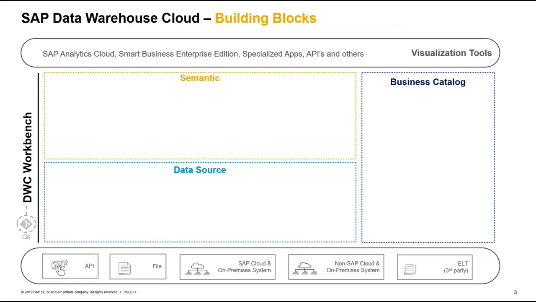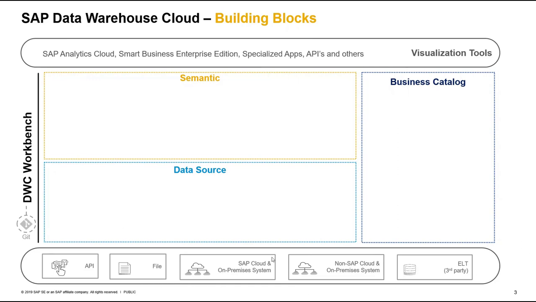Let me walk you through the building blocks of SAP Data Warehouse Cloud. SAP Data Warehouse Cloud is integrated with SAP Analytics Cloud. The Data Warehouse Cloud Workbench provides the editors and UI to model and configure the data warehousing application. There are 5 major building blocks available with SAP Data Warehouse Cloud.